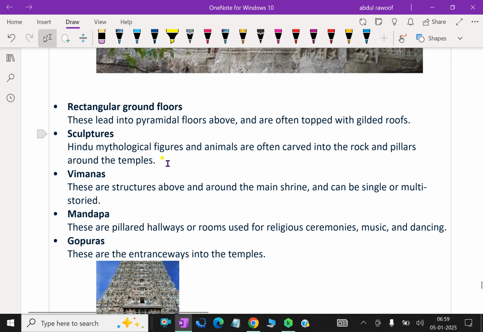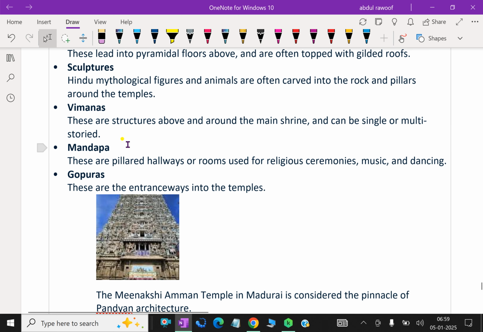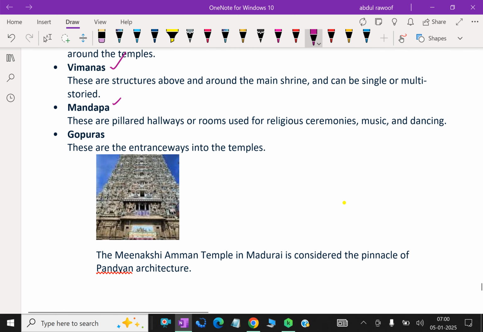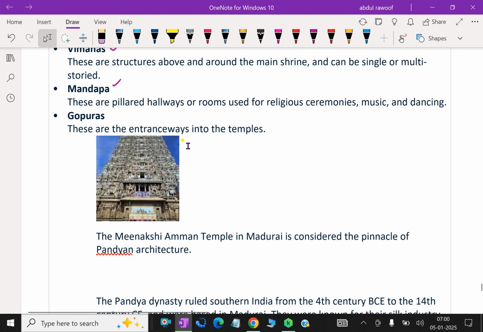Sculptures. Hindu mythological figures and animals are often carved into the rock and pillars around the temples. Vimanas. These are structures above and around the main shrine and can be single or multi-storied. Mandapa. These are pillared hallways or rooms used for religious ceremonies, music, and dancing. Gopuras. These are the entranceways into the temples.